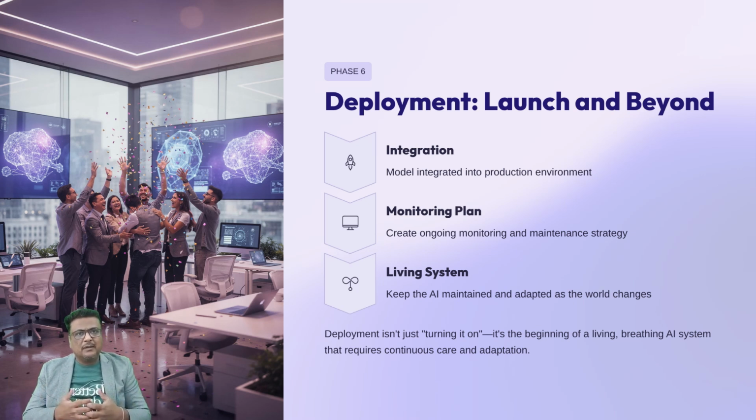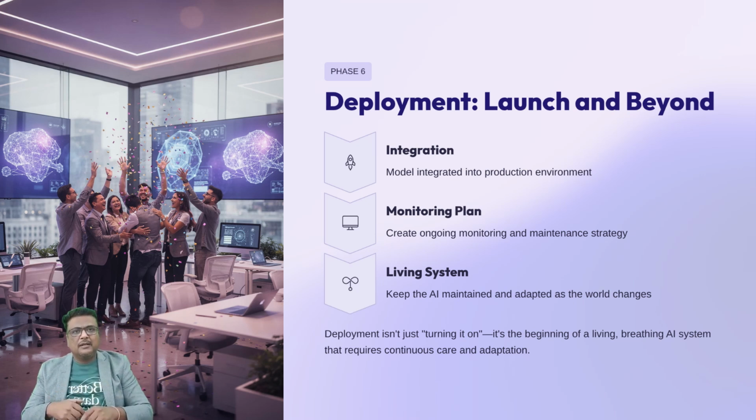But deployment isn't just turning it on and going home. It's about making sure the waiters know how to serve the food and having a plan for what to do if a customer sends a dish back. In the AI world, the world changes. You might have seen this. You launch a great AI, but then a year later, customer habits change and the AI starts making mistakes. That's why the deployment phase includes a plan for the future.